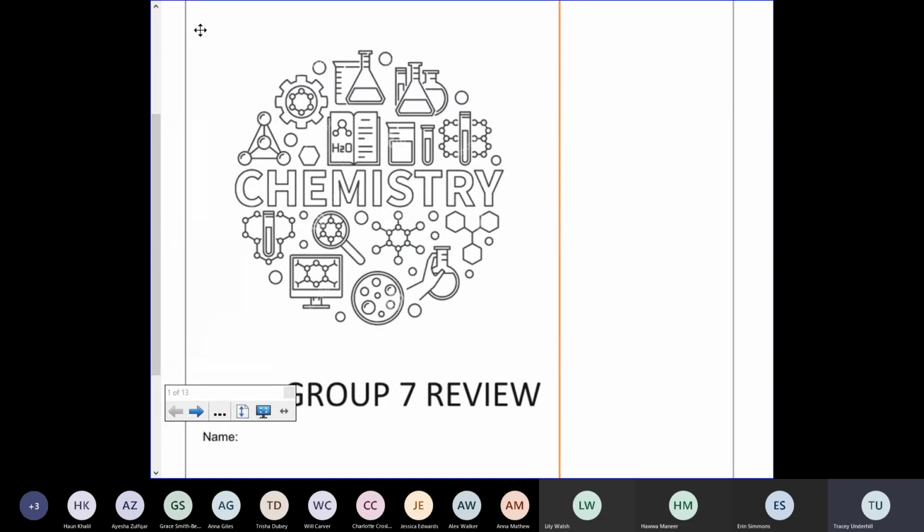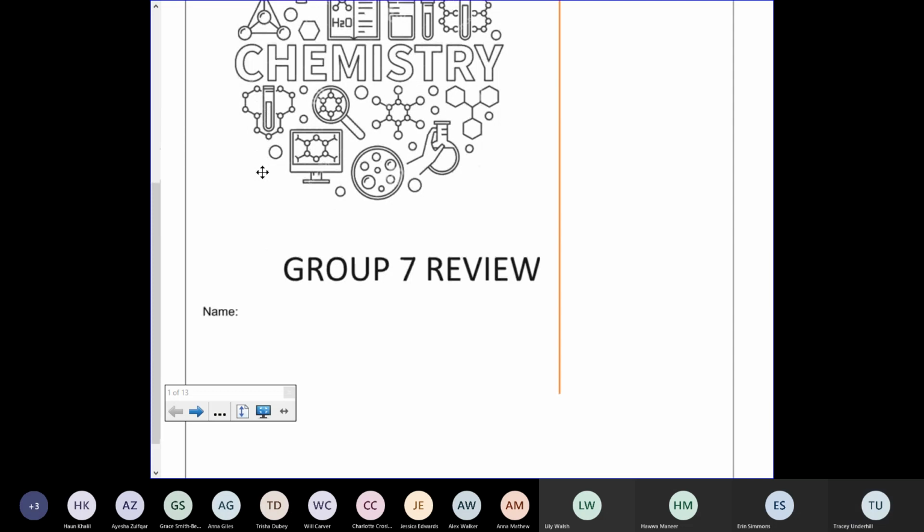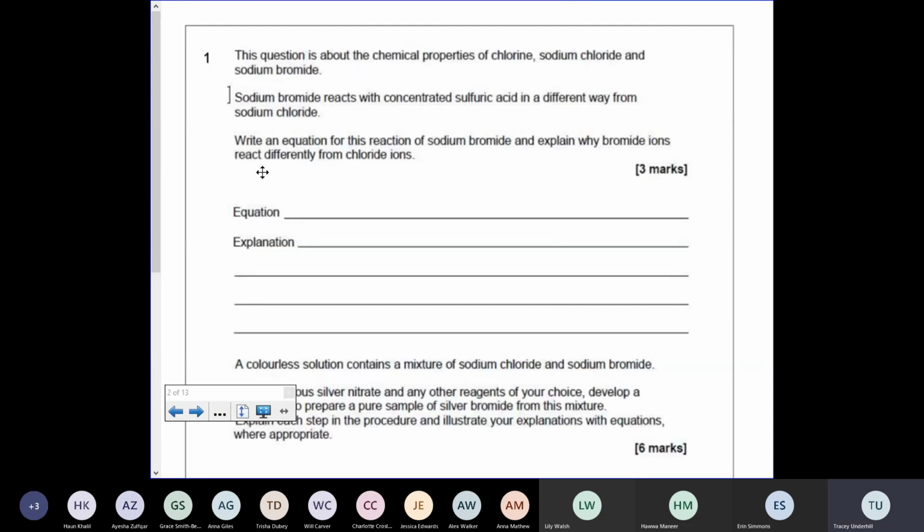Okay, so group seven review questions then. Here we go. First question, obviously about group seven. It's chlorine, sodium chloride, and sodium bromide, and it's talking about sodium bromide here with concentrated sulfuric acid. So it's a little bit of a clue there about what type of reaction we're talking about. We're talking about those solid halide reactions in the test tube. You might watch a video on it, adding concentrated sulfuric acid down and thinking about the reactions that are going on. So write an equation for sodium bromide.